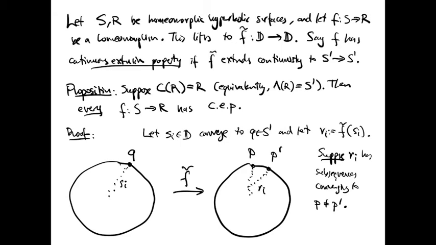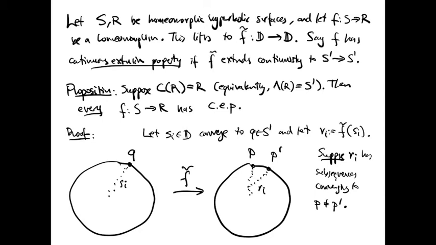But for surfaces of infinite type, it's not necessarily the case that every homeomorphism has the continuous extension property. Nevertheless, the following is true. Supposing the hyperbolic structure on R is chosen in such a way that the convex hull of R is equal to R. This is equivalent to saying that the limit set of R is the whole circle at infinity. Then every homeomorphism from a hyperbolic surface S to R has the continuous extension property. Let's prove the proposition.